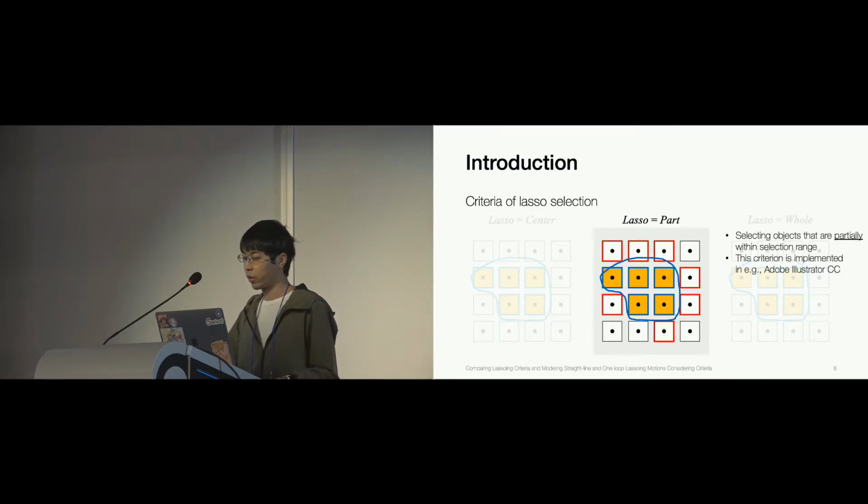Second criterion is called part. The part criterion selects objects that are partially within the selection range. In short, when users only slightly touch objects, the objects are selected. So, even in drawing the same stroke as that of the center criterion, some objects are incorrectly selected. This criterion is implemented in Adobe Illustrator.